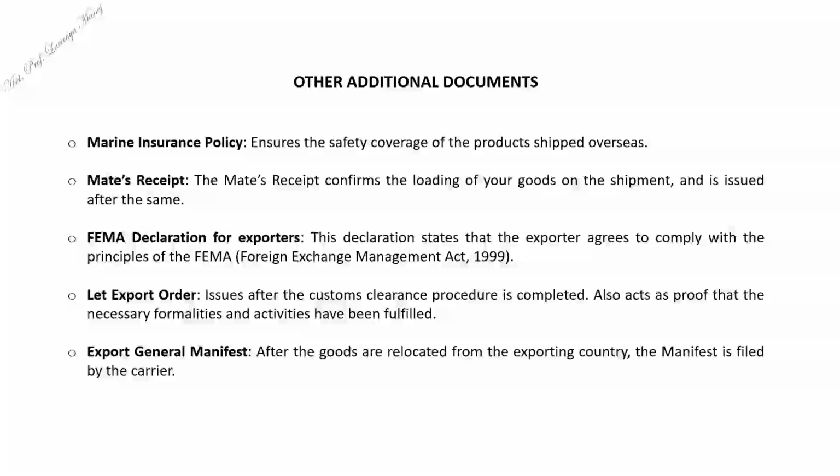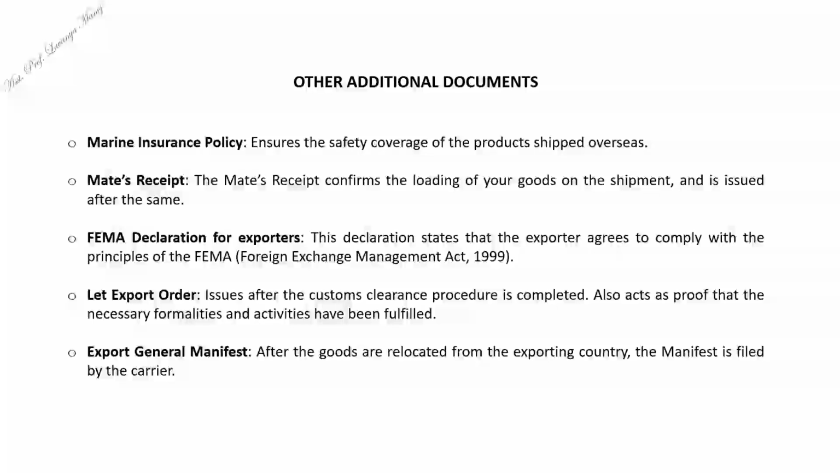Then the FEMA declaration for exporters, that is the Foreign Exchange Management Act. This declaration states that the exporter agrees to comply with the principles of FEMA. There is a set of rules and regulations regarding the insurance, the payment, the responsibility, and the transfer of ownership. There are many guidelines. So for the FEMA declaration, the exporter has to sign the document, agreeing to all the regulations imposed by FEMA.